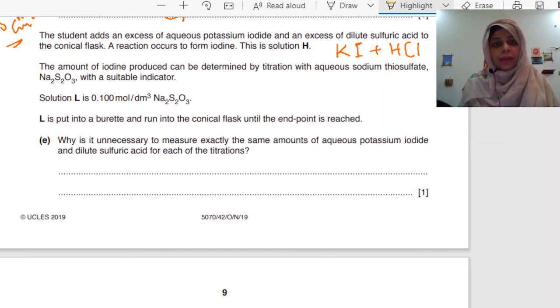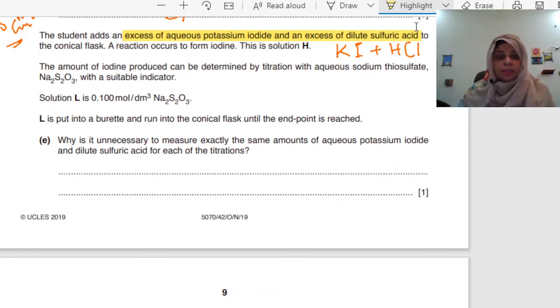The student adds an excess of aqueous potassium iodide and excess aqueous dilute hydrochloric acid. A reaction occurs to form iodine. This is solution H. The amount of iodine produced can be determined, right? It can be determined by titration with aqueous sodium thiosulfate with a suitable indicator.